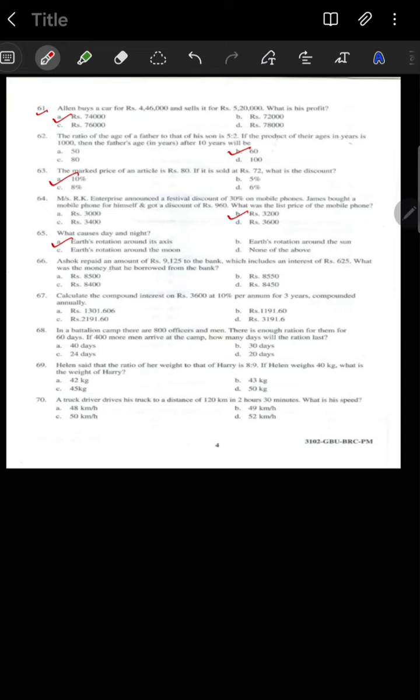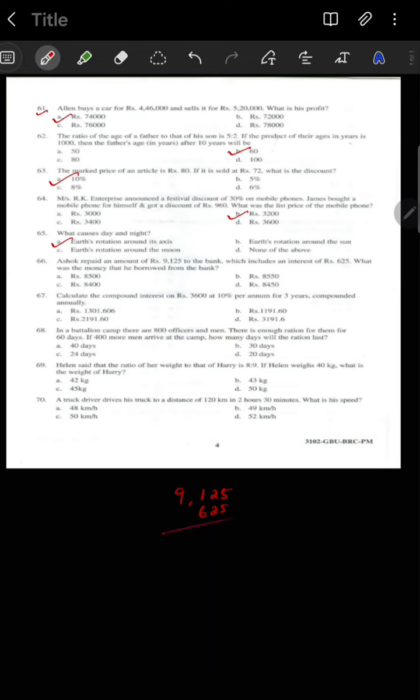Ashok repaid an amount of rupees 9125 to the bank, which includes an interest of rupees 625. What was the money that he borrowed from the bank? So Ashok repaid 9125 rupees, okay. From that, the interest was 625 rupees.